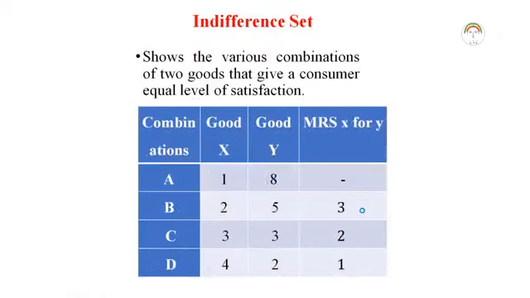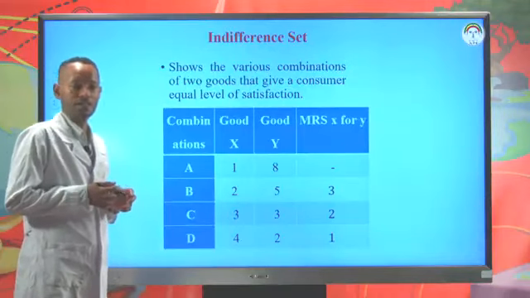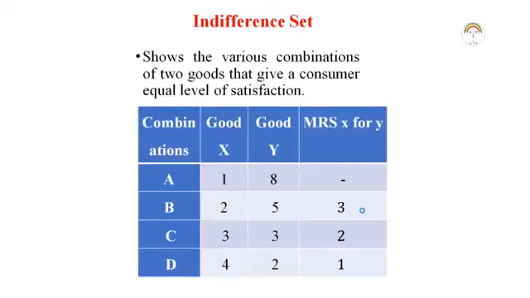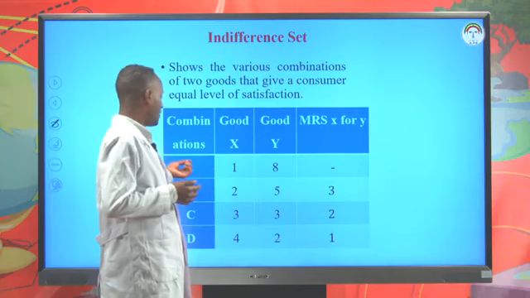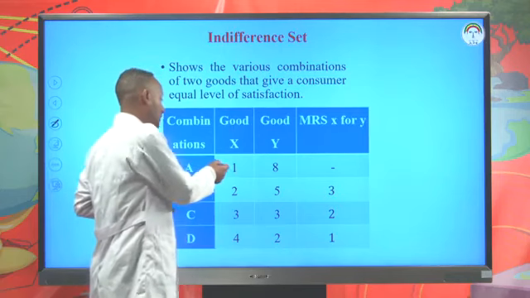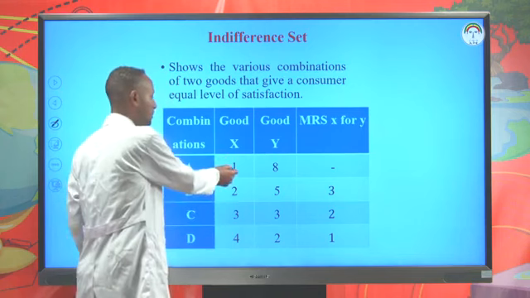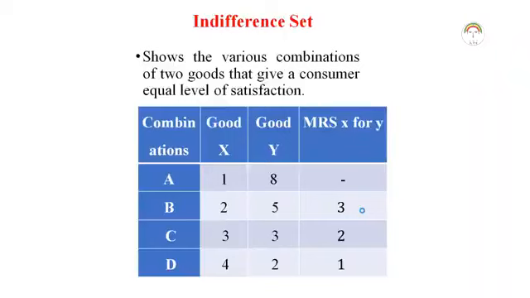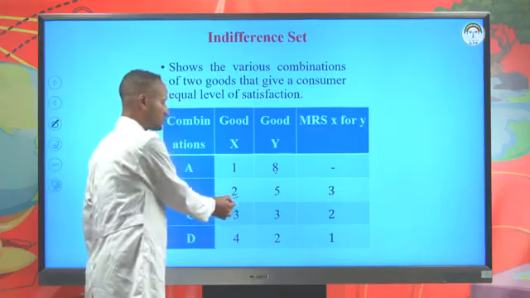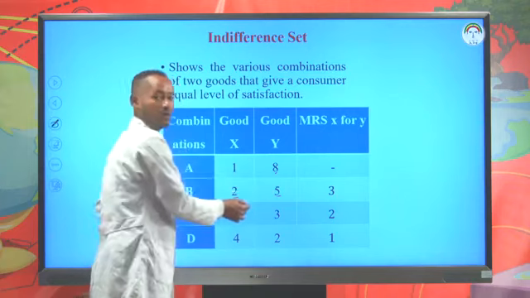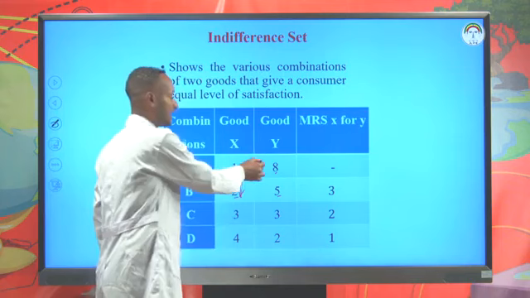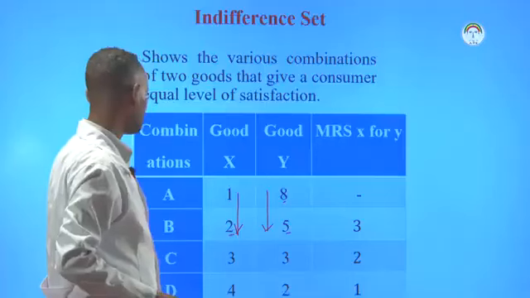The indifference set shows the various combinations of two commodities that give a consumer an equal level of satisfaction. Suppose a consumer consumes two goods, X and Y. Now, at combination A, the satisfaction that a consumer derives from 1 unit of commodity X and 8 units of commodity Y is equal to the satisfaction that he derives from 2 units of X and 5 units of Y. Because as we increase the consumption of commodity X, we are declining consumption of commodity Y.